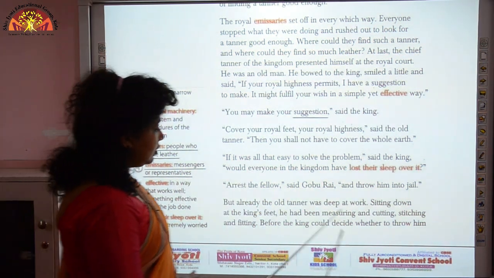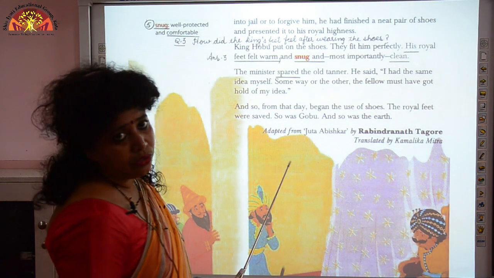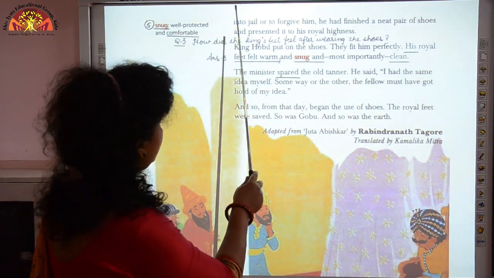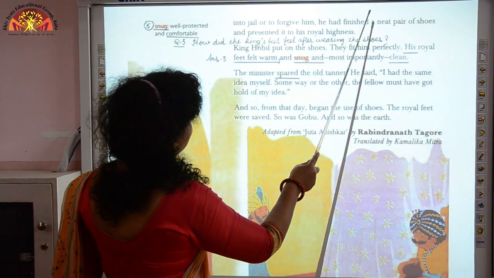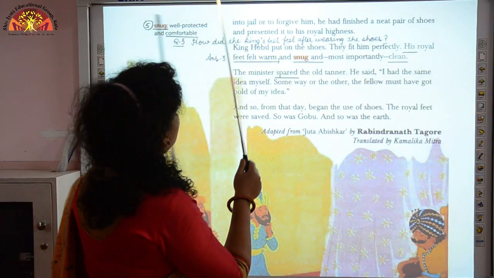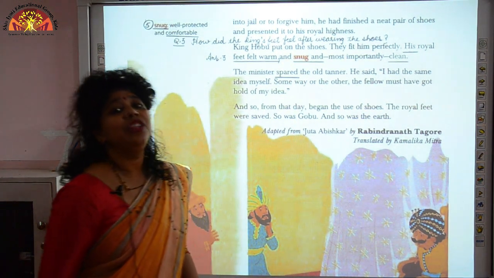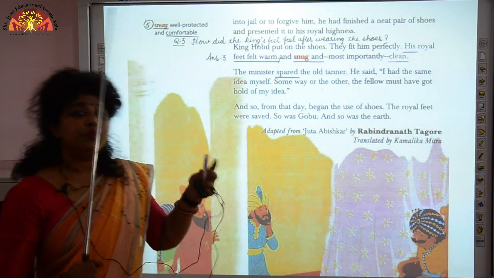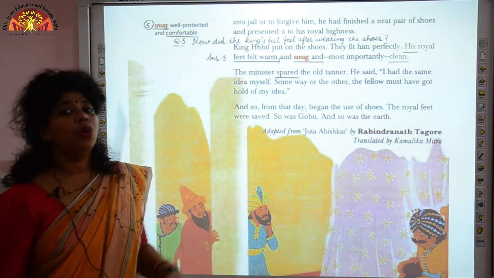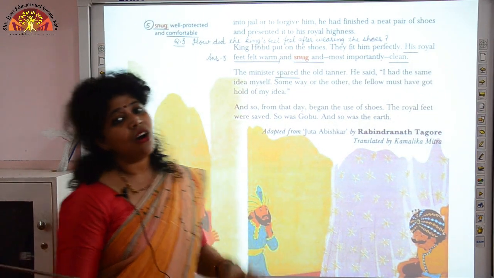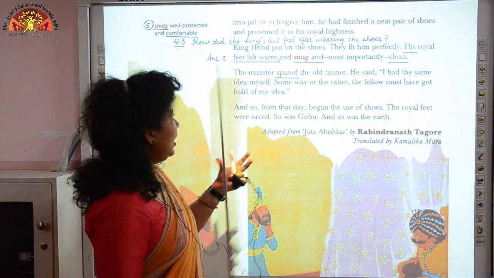Before the king could decide whether to throw him into jail or to forgive him, he had finished a neat pair of shoes and presented it to his Royal Highness. So before the king could decide whether to forgive him or punish him, the chief tanner, the old wise tanner, had already gotten a neat pair of shoes ready for the king.